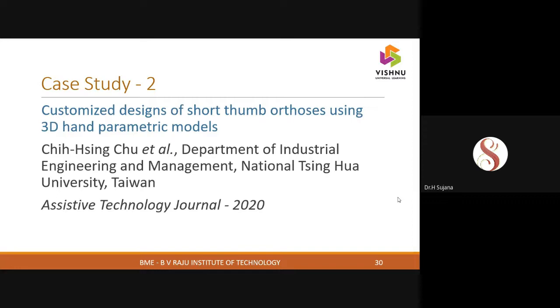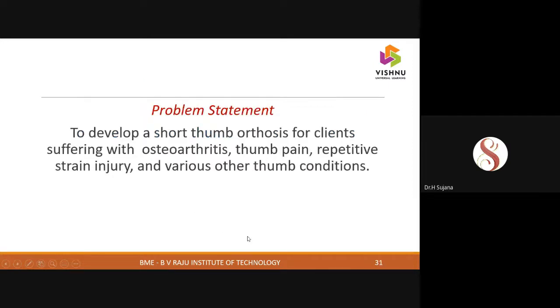So the researchers from the Department of Industrial Engineering and Management thought we have to customize a short thumb orthosis by using 3D hand models. This was published in Assistive Technology Journal 2020. The problem statement they have taken is they wanted to develop a short thumb orthosis for clients suffering with osteoarthritis, who have thumb pain and strain injuries and many other thumb conditions.